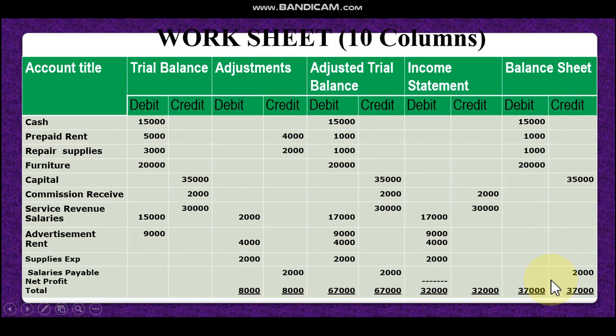So dear student, I hope all of you understand the ten-column worksheet. If you have any confusion, of course you can share with me, ask me, or discuss with me, so that you can understand.